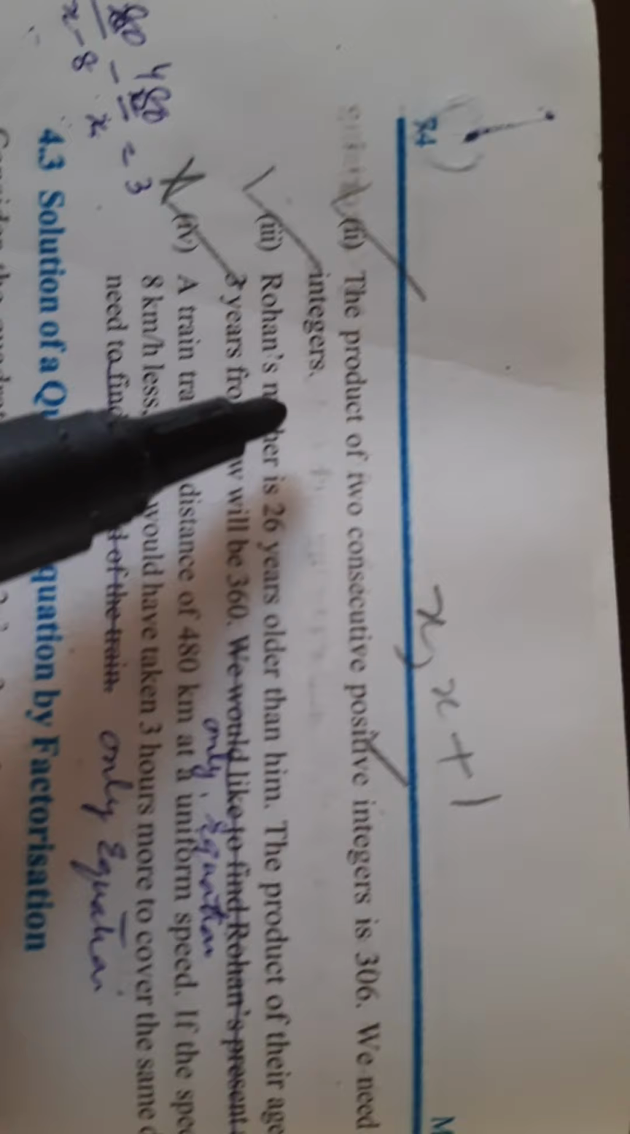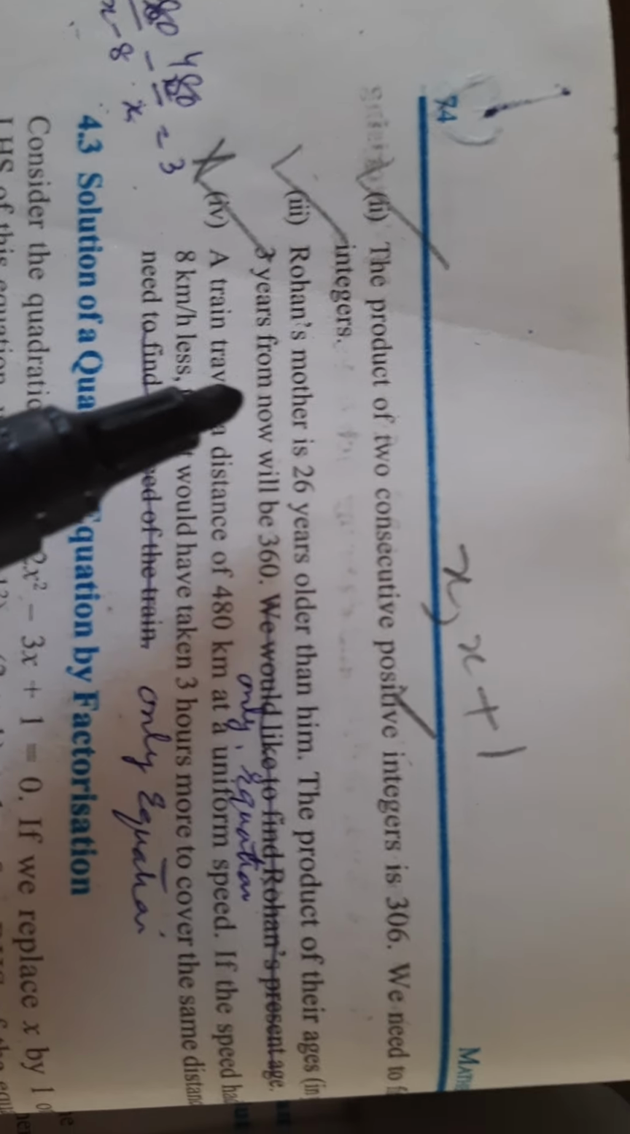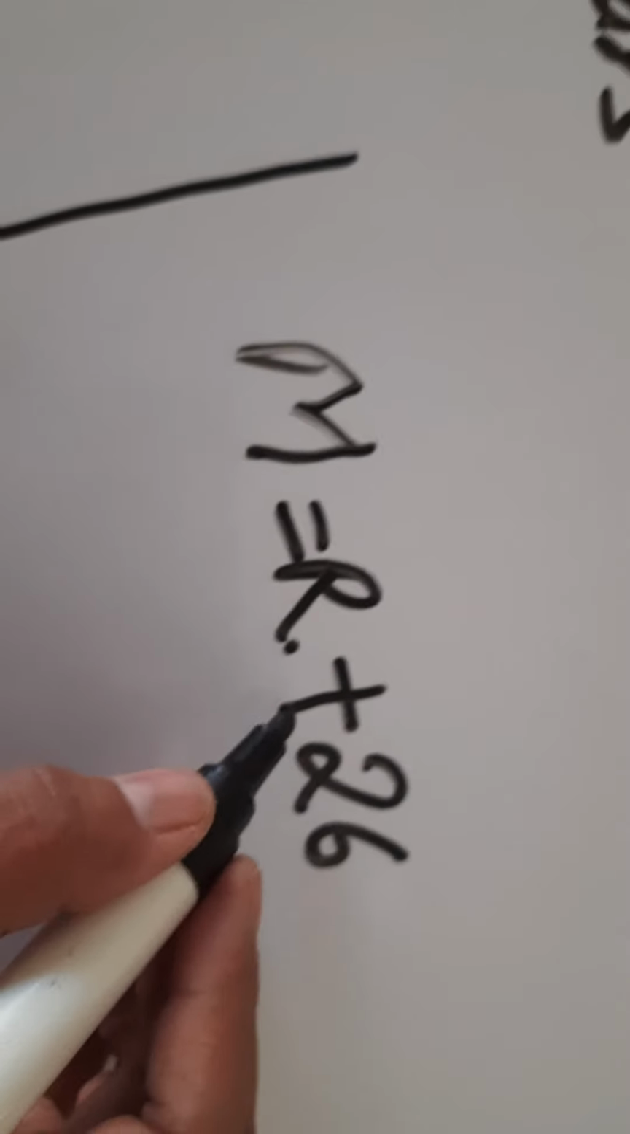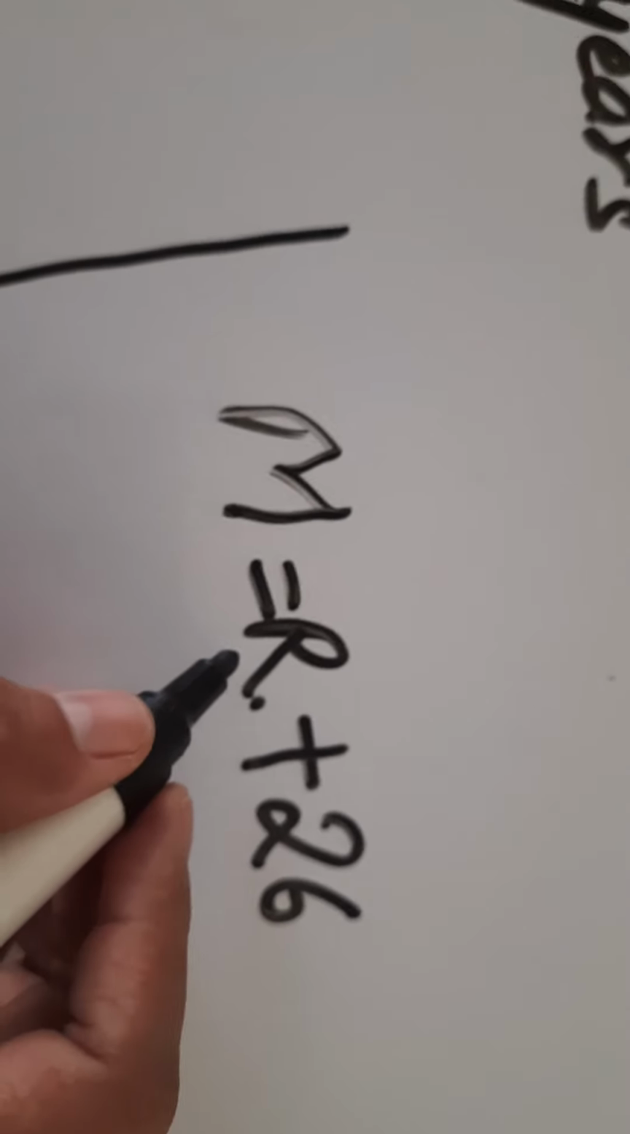Dear students, now 4.1 question number 2 and third part. Rohan's mother is 26 older than him. So we'll write it as Rohan's mother is 26 older. Older means बड़े हैं than Rohan. Mother is 26 older than Rohan.